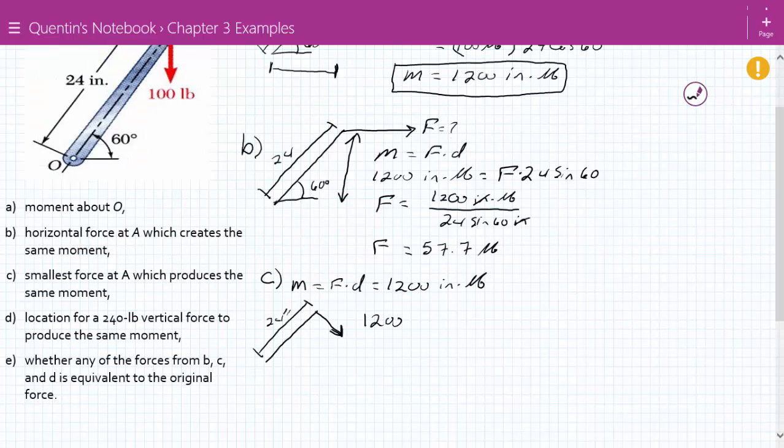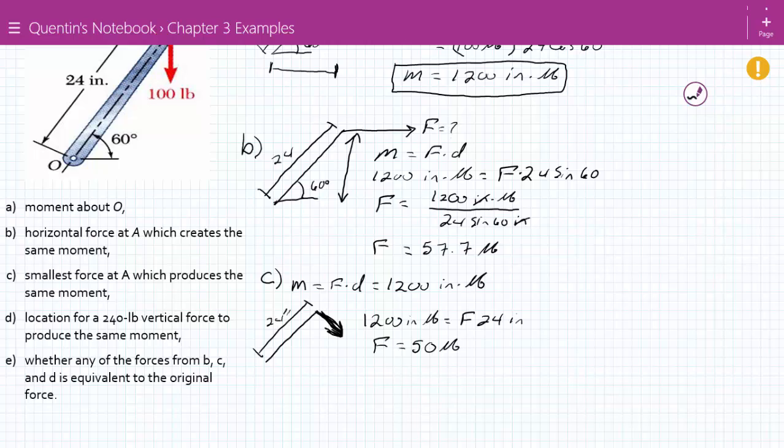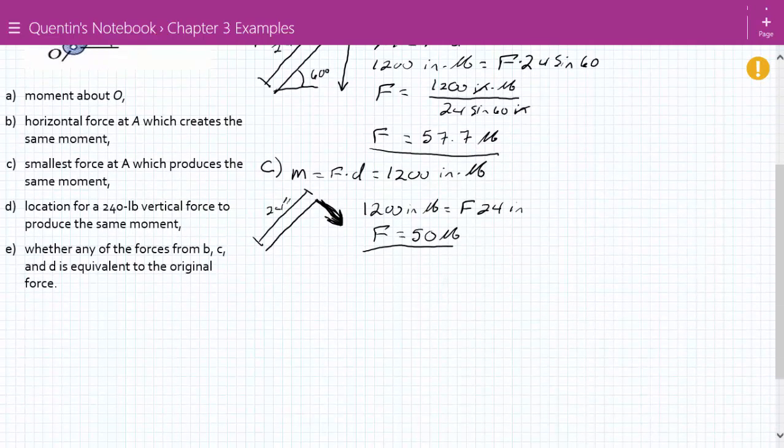1200 inch pounds is equal to your force, which is what we're looking for, times the minimum distance, which is going to be 24 inches. So your force is going to be 1200 divided by 24, which is 50 pounds, if you do your force perpendicular in that direction. So that is part C.